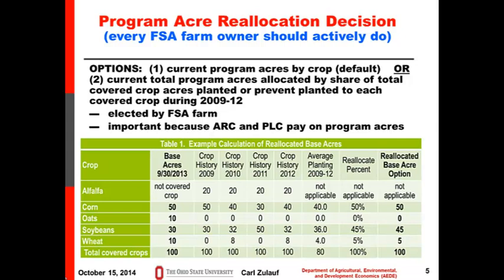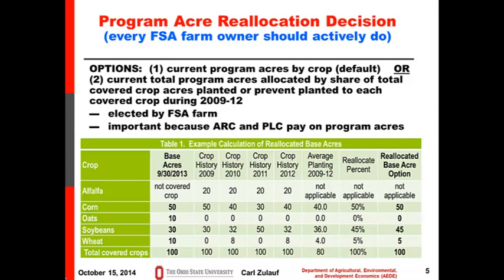And then that 100 acres was planted to various crops in 2009, 2010, 2011, 2012. For example, the acres in corn was 50 in 2009, 40 in 2010, 30 in 2011, and 40 in 2012. You will notice that no acres were planted to oats and acres were planted to wheat in only 2 of the 4 years. What you then do is you create the average plantings over those 4 years.